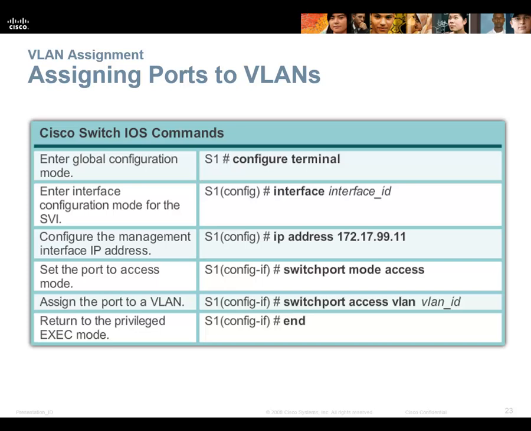So once we've created a VLAN, then we can assign ports to it. To assign a port, we're going to do configure terminal. We'll go to the interface ID, whatever interface it is we want to work with. We'll make sure that it has a management IP. We'll set the port to access, so we'll do switchport mode access, and then switchport access VLAN and our VLAN ID. Now, I need to check myself, but if I remember correctly, the VLAN ID can be by name or it can be by the VLAN number. And once we've done that, we can end to get out of our privileged mode.